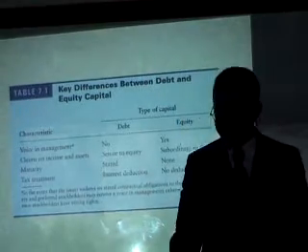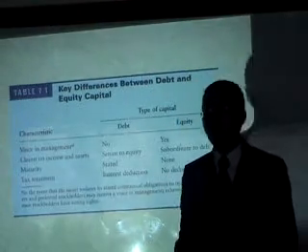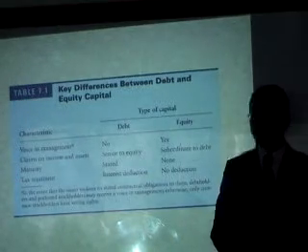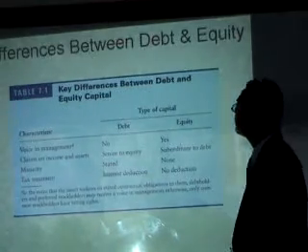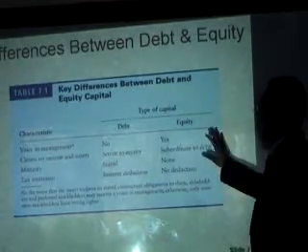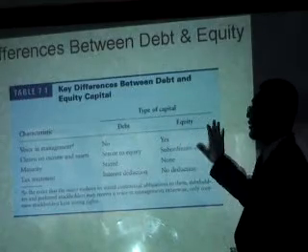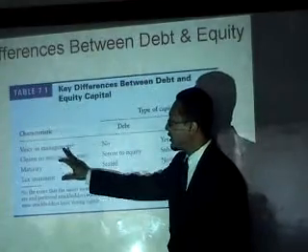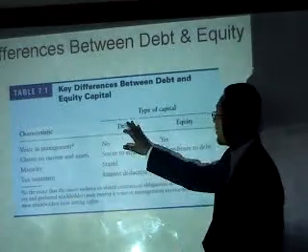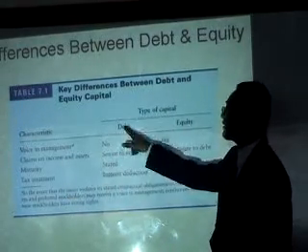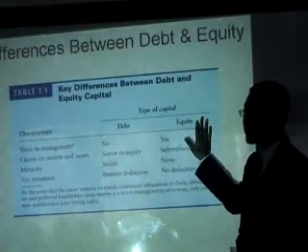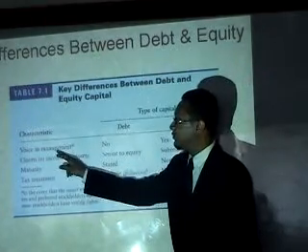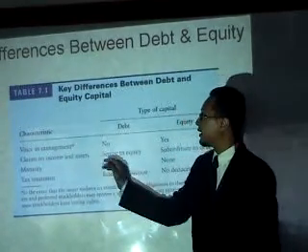The first objective today, differentiation between debt and equity capital. Now you look at this. This is in your textbook. We have characteristics in the first column, and then we have this type of capital, which is debt and also equity capital, right? So you look at the first characteristic, which is voice in management.